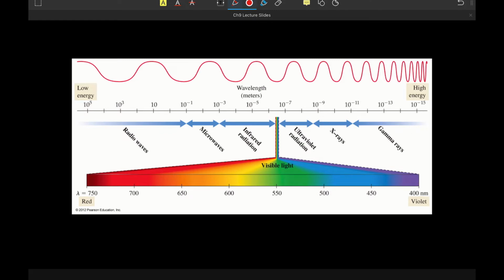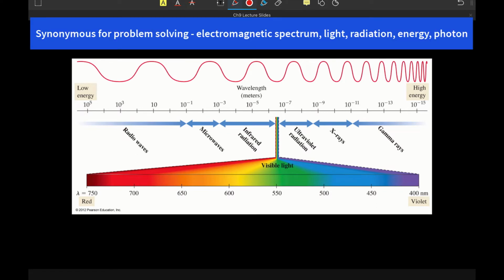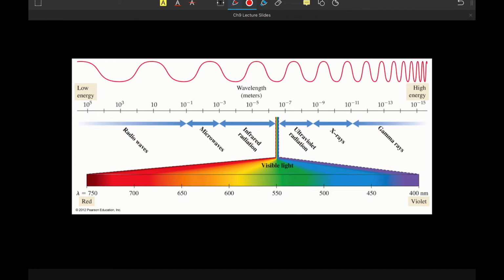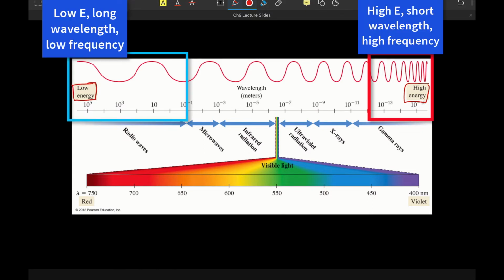Now, if we take a look at this figure from your textbook, this gives us a big picture view of the electromagnetic spectrum, also known as light or radiation. All those words go together. Let's try to tease out some of the pieces. First of all, here we have representations of the respective energies, high energy and low energy, and respective wavelengths.